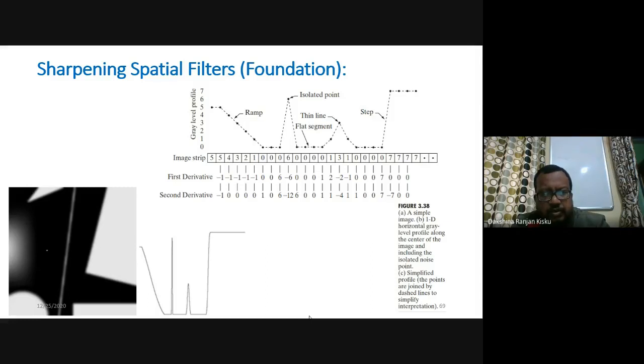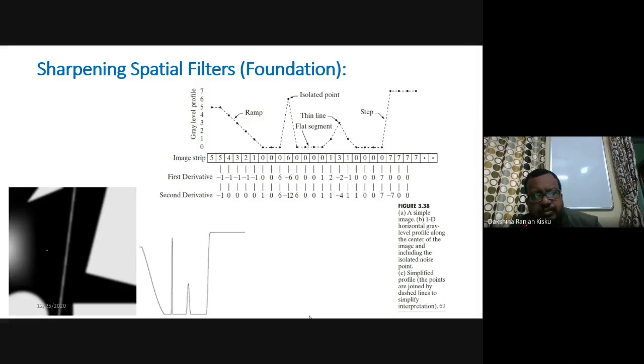Okay, so initially we will talk about the first order derivative operation, and then we will go for the second order derivative operations. The objective of sharpening spatial filters is to highlight the discontinuities. Okay, so sharp discontinuities in the image, this is the objective of using sharpening spatial filters.